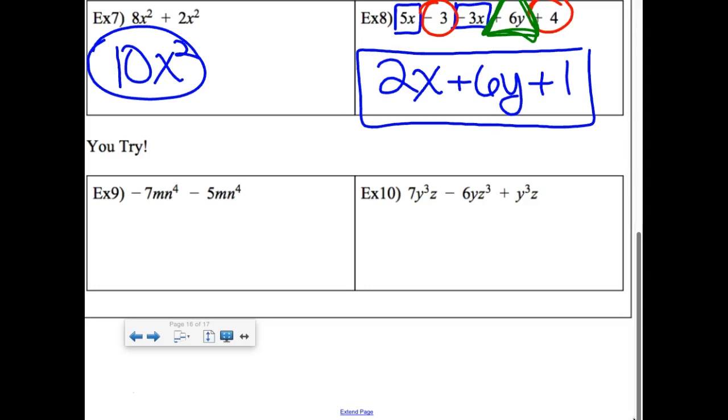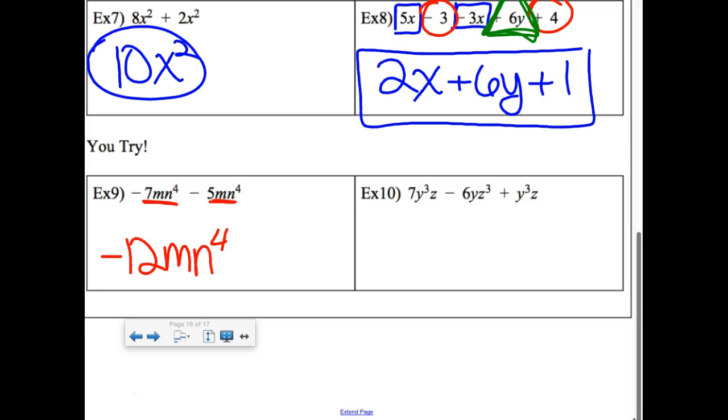Okay, so in this next one, I see that they both have mn to the fourth. Now, as I said, you do not worry about the exponents. I'm just going to bring that down. I have mn to the fourth. I have -7 of them, -5 of them. So when I combine those all together, I'm going to have -12 mn to the fourth.